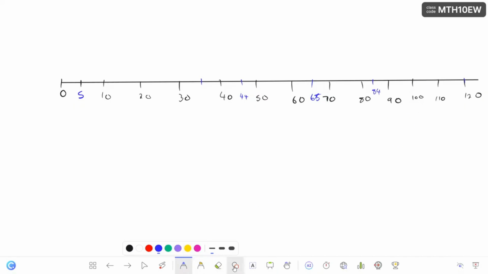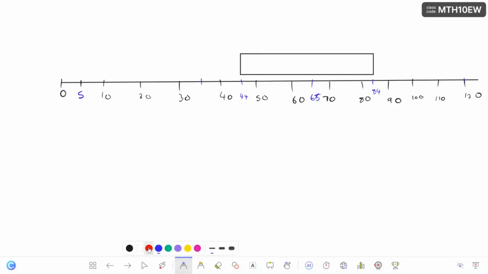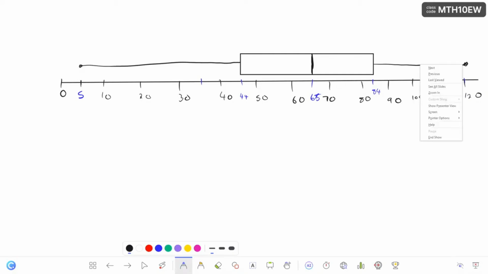So now we need to do what? We need to draw our box. So it's going to be this one. Here is our median. And then you need to join with this one. So this is your box and whisker diagram. So you're going to get full marks for this.